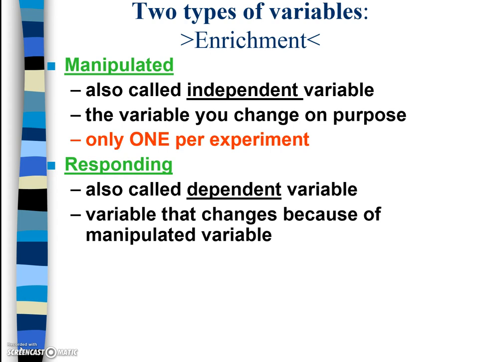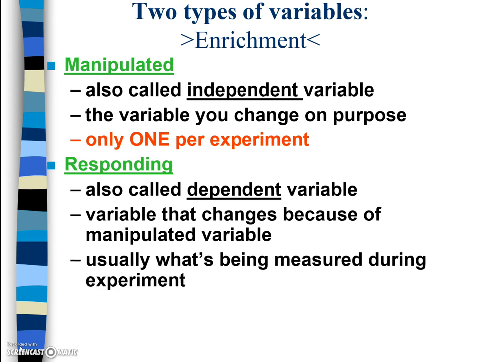This is a variable that changes because of the manipulated variable. So again, sticking with the same experiment, if you put one plant in the sunlight longer, again, the amount of sunlight is your independent or manipulated variable, but the amount that the plant grows would be your responding variable or the dependent variable, because it's changing because of the amount of sunlight. This is usually what is being measured during the experiment. So again, at the beginning of the experiment, you would say, I want to see which plant is going to grow more. Well, that would be your responding variable, because that is what you're trying to measure.